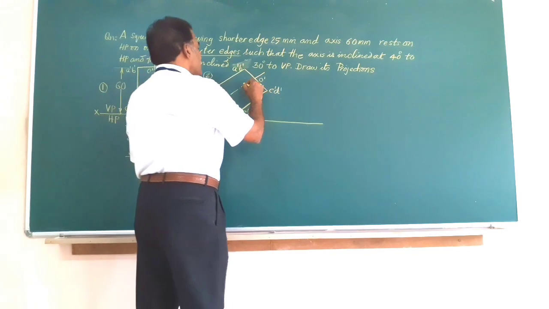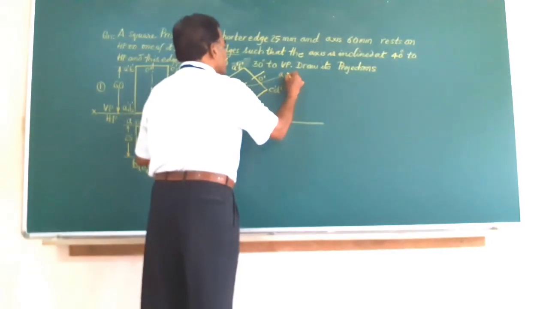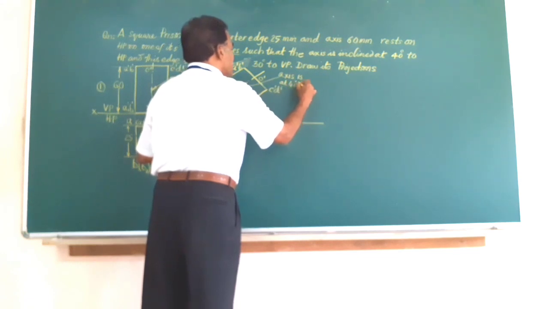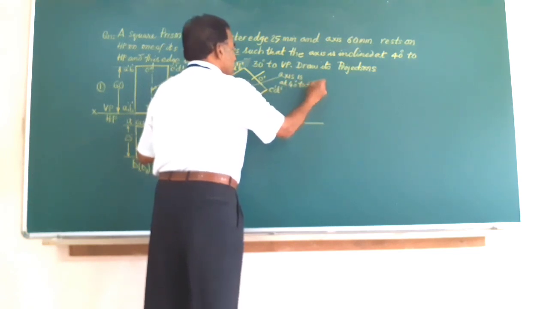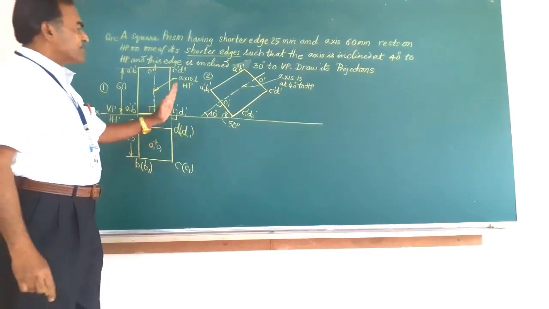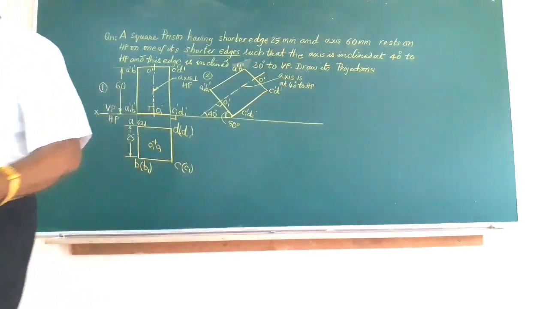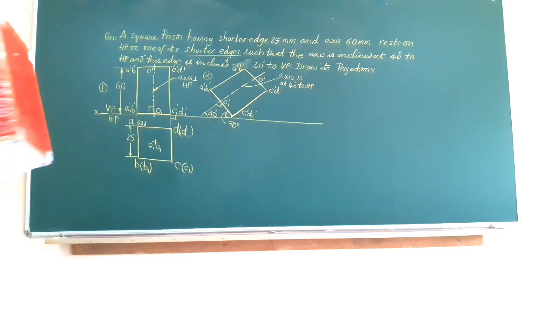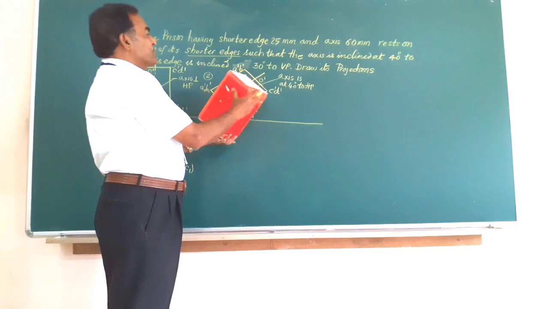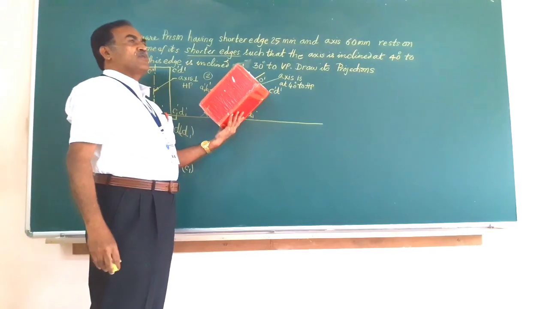Now I will write down here: the axis of the solid is at 40 degrees to HP. I hope it is clear. So it makes an angle of 40 degrees. Now after making the object rest on one of the shorter edges at an angle of 40 degrees like this, I should get the top view.